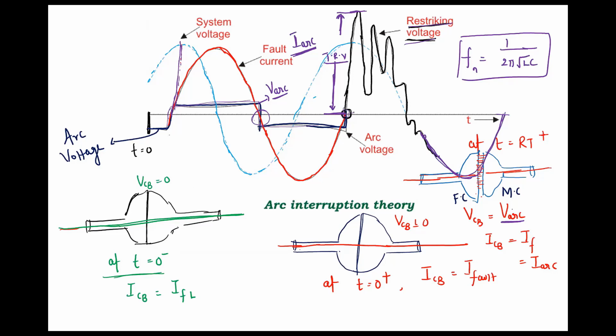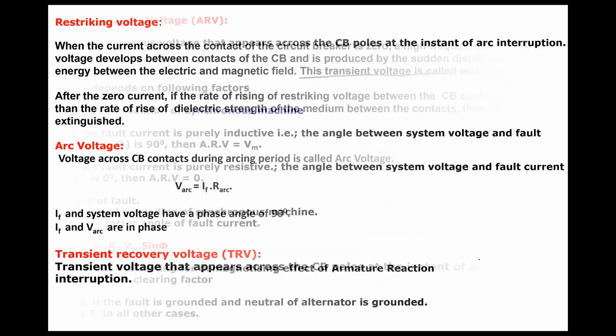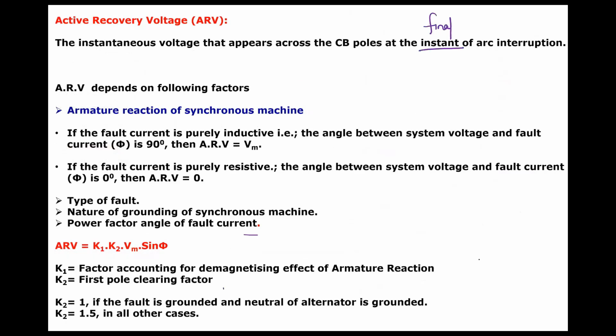So the instantaneous value after these transients finally die out, after the arc is finally quenched, is called active recovery voltage. Okay. Now, if nothing else is there, you can see the active recovery voltage will be Vm.